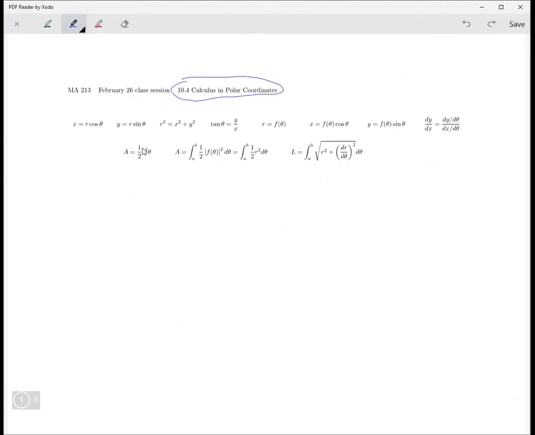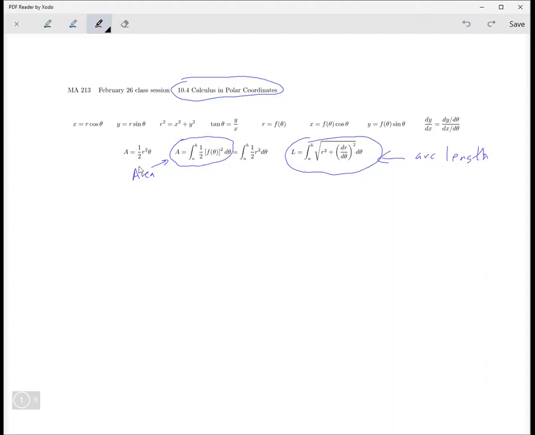Using in polar coordinates, in particular we're looking at area and arc length. Those are the two things. This is the area formula right here, and the L is the arc length, or length of a curve. First of all, we'll deal with the area and try to explain a little bit how that works.